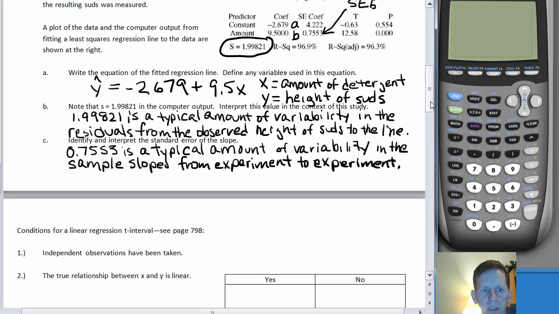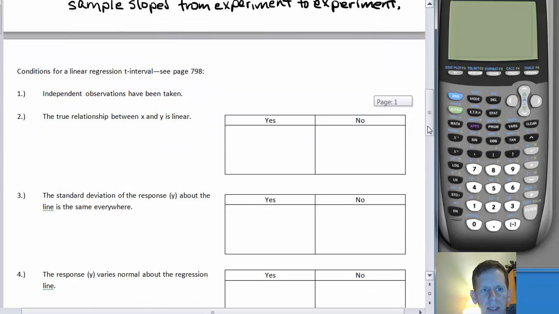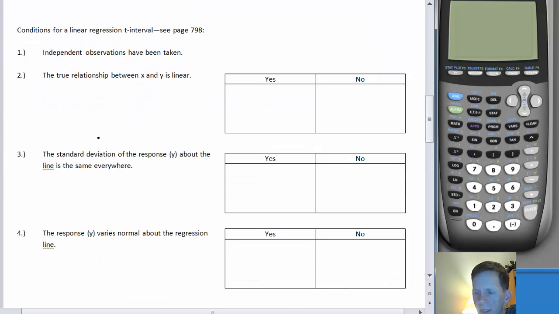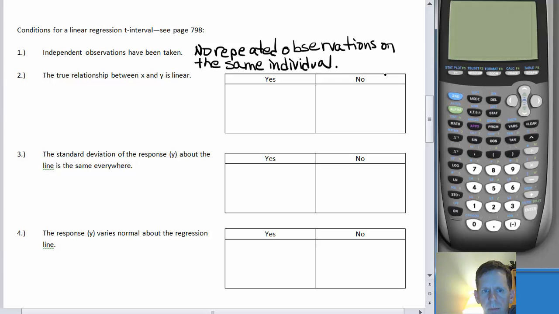The first condition is that independent observations have been taken. And what we mean here is that there are no repeated observations on the same individual. When we deal with independent random samples, we're talking about separate random samples. Here we're talking about separate observations and no repeated observations on the same individual.